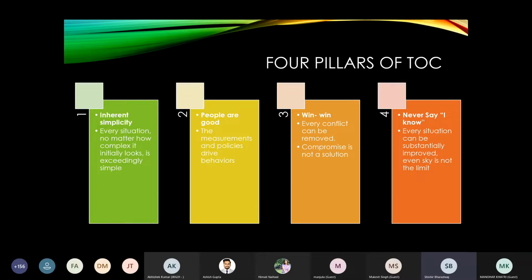And then coming to the first pillar, which is probably the most important of the mindsets, it says every situation, no matter how complex it initially looks, is exceedingly simple. So till the time you have not come to this simple definition or this simple solution to a problem, keep working on it because you have not yet reached perfection. You have not yet found the solution. This is an example of the mindset of what TOC has. And for everything that you see here, there are books, there's knowledge, there are examples, there are tools available for you to practice.